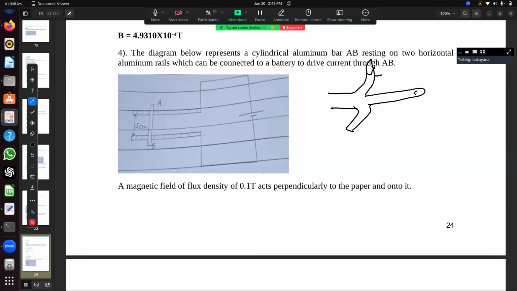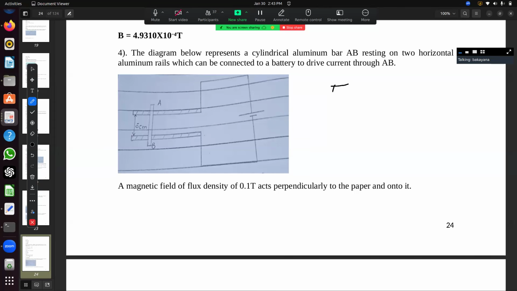Then automatically, the thumb gives you the direction of the force and also the motion. The first finger points in the direction of the field, and then this middle finger points in the direction of the current. So once you succeed in having the field and the current perpendicular to each other, automatically the force comes in. This is the field, and this is the force, which shows the direction of motion. So I'm saying automatically, that is how simple it is.